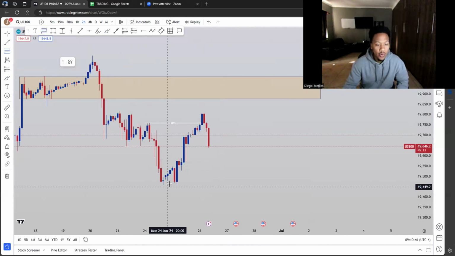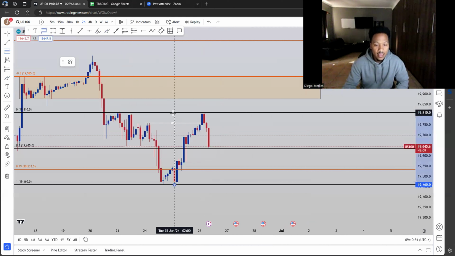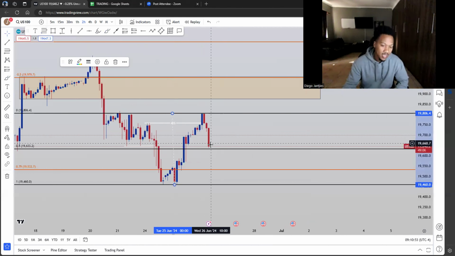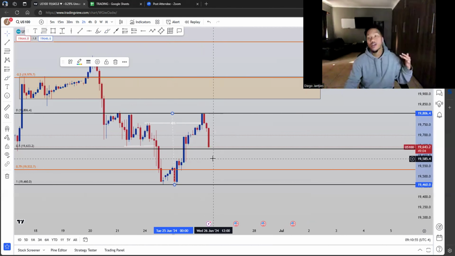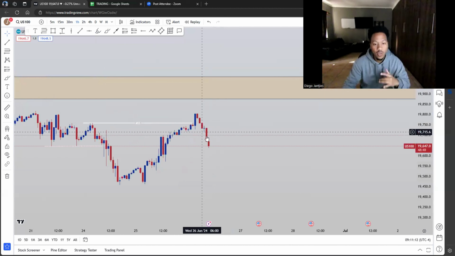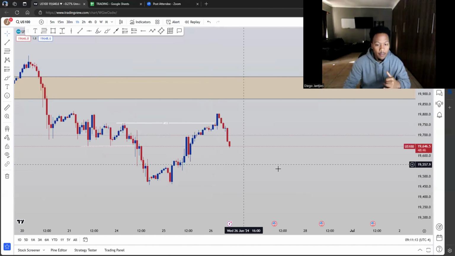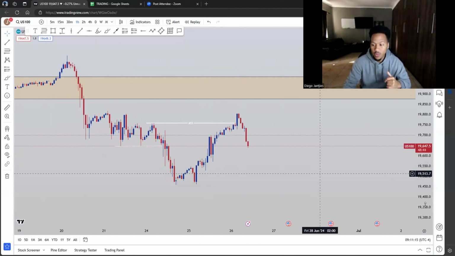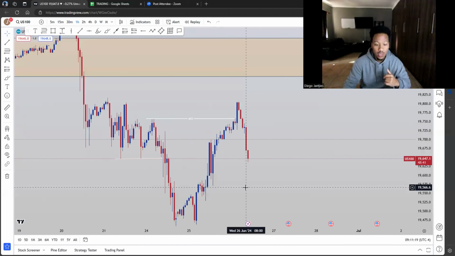So now all I'm going to do is just get out that fib from the low to the high, just like that, and just want to see price come back into a discounted area so that I can look for some beautiful longs, right? Because ultimately price is simply moving from a discounted area to a premium area, from a premium area to a discounted area, right? And most importantly, all you need to do is just follow market structure. Okay, that is all you need to do, is simply follow market structure.